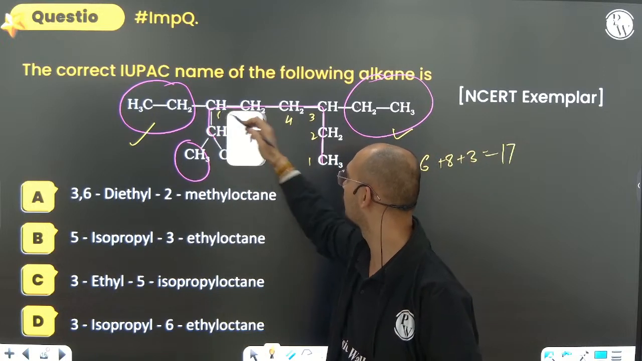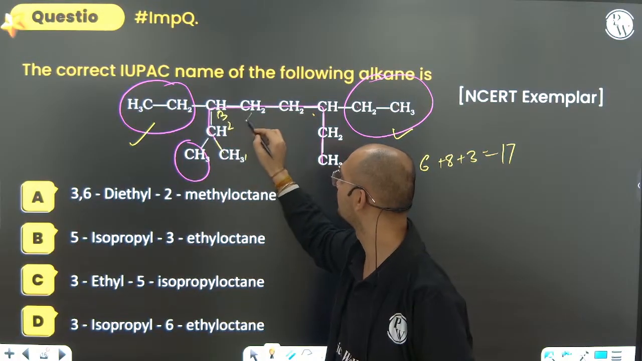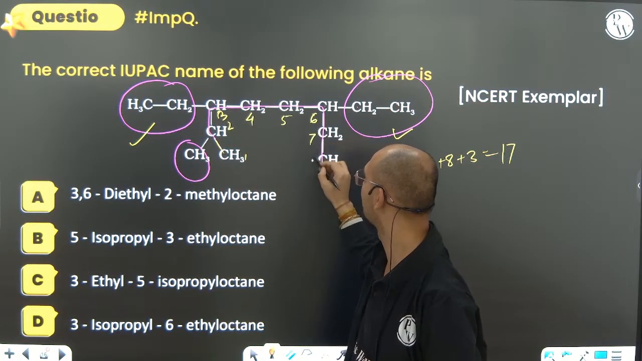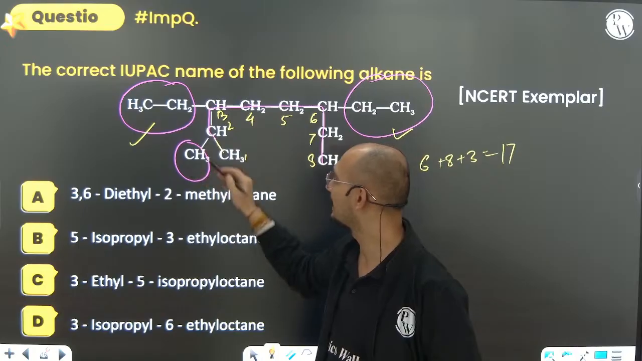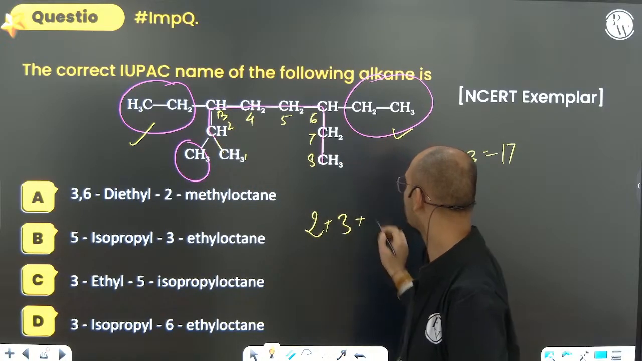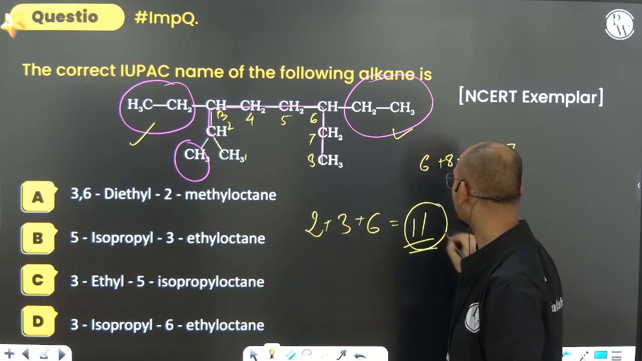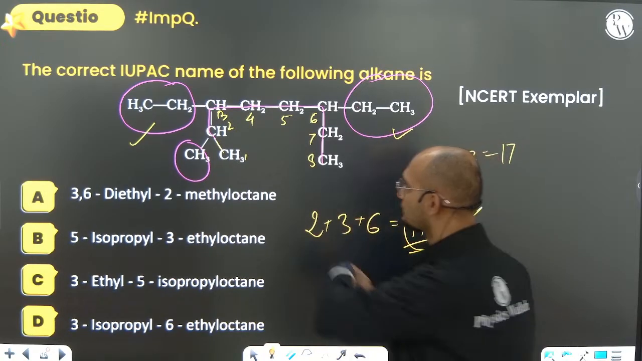Consider, now remove this and think the other way around. If you start from here, 1, 2, 3, 4, 5, 6, 7, 8. So methyl at second position, ethyl at third position, and ethyl at sixth position. So can you see what that is? This is 11. I think 11 is the lowest number, so of course we should go by that.